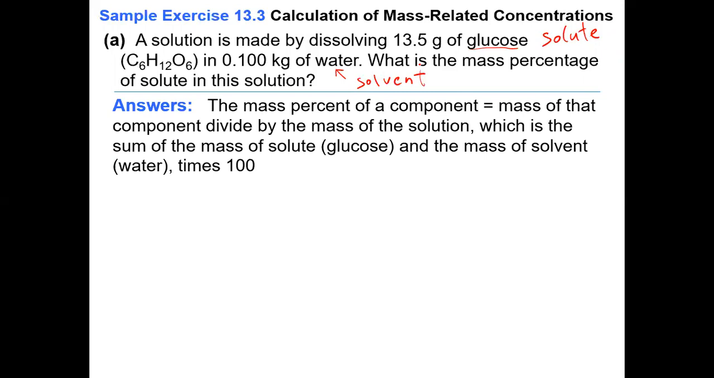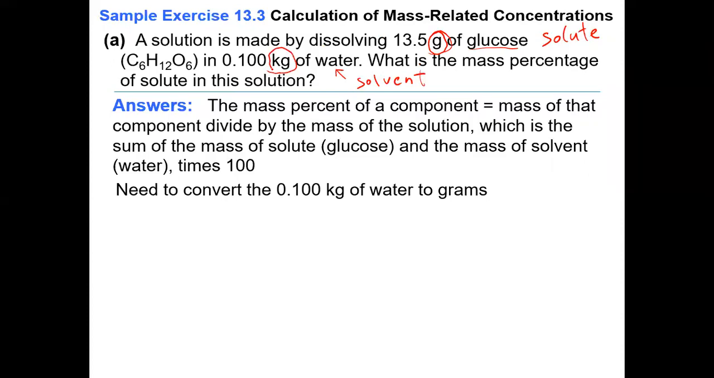In this solution, we have two components: glucose and water. Therefore the mass of the solution should be the mass of the water plus the mass of the glucose. Now, because they have different units, one is given in grams and the other in kilograms, you cannot add them directly. You can convert both of them to kilograms or both of them into grams. I choose to convert both of them into grams. The other one is already in grams, 13.5 grams, so leave that alone.